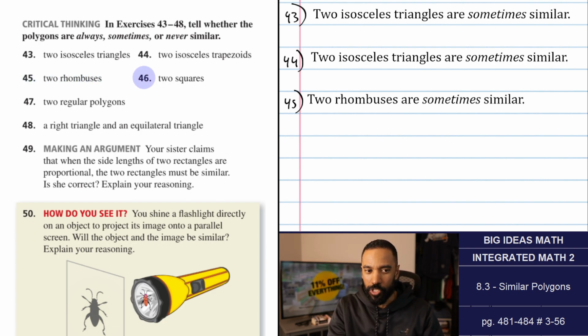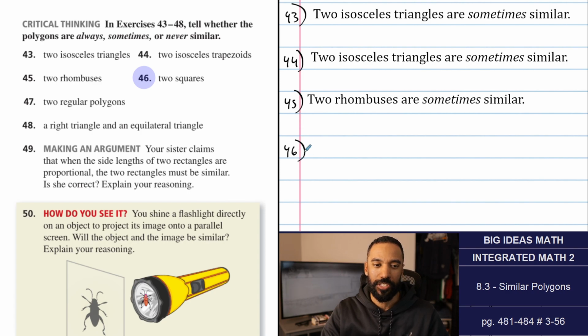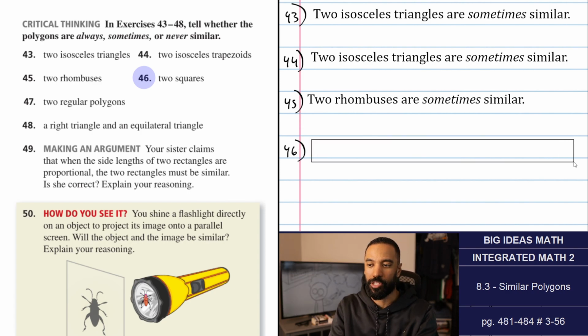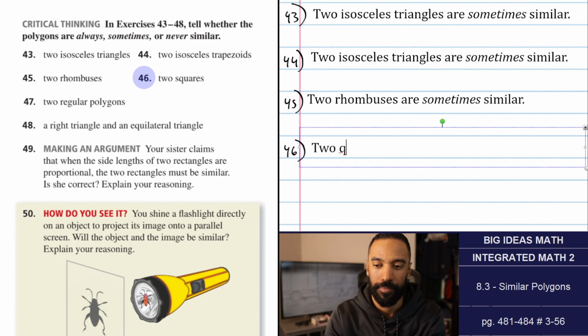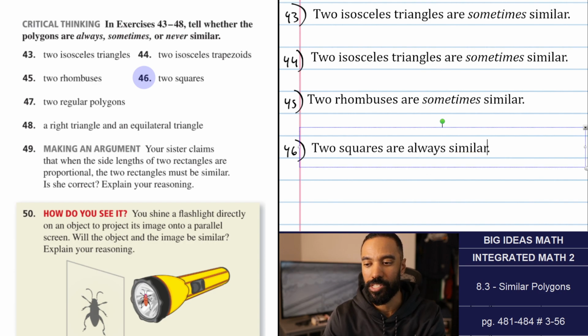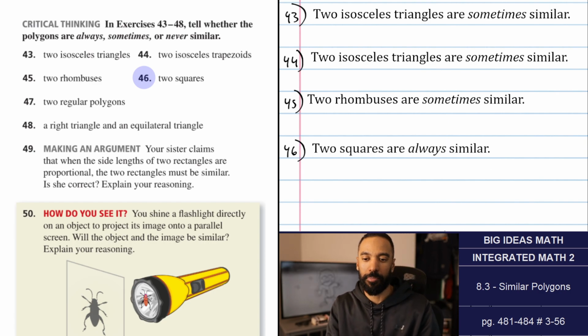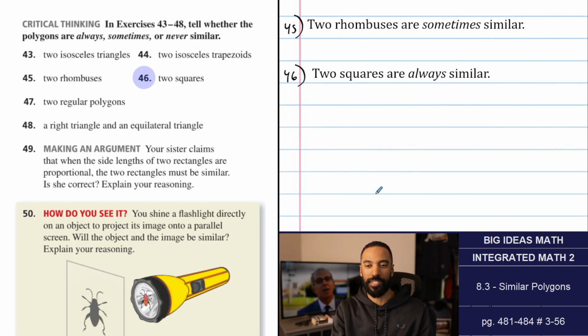Now, squares are a different story. You can't change a square's angles, and their side lengths are all congruent within each square. So 46, two squares are always similar. There's no way that you can make squares not similar to each other. Now, they can have a 1-to-1 similarity ratio. So as far as a trick question, are congruent figures similar? Yes. They're also congruent, and it's preferred that you probably say that. But they do have similarity, so you're fine there.